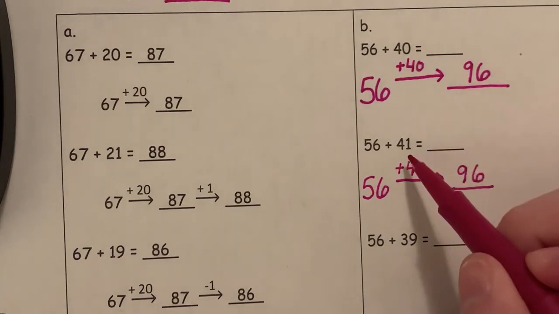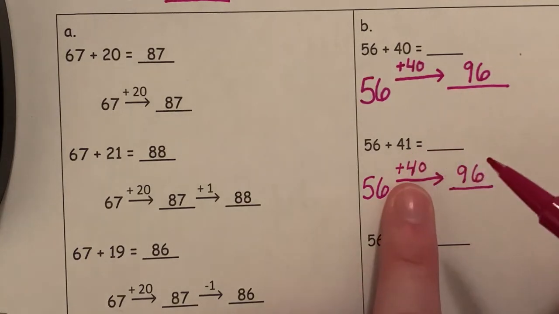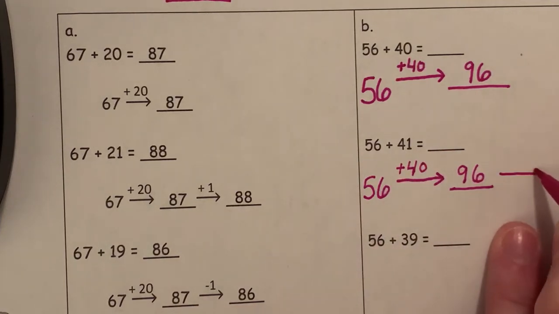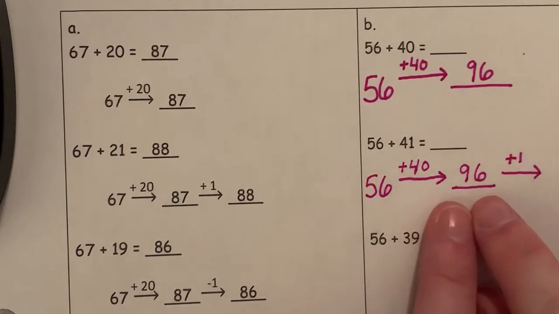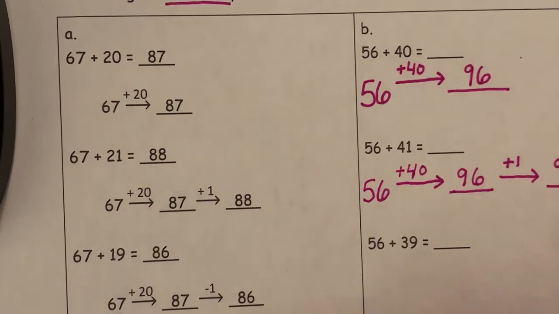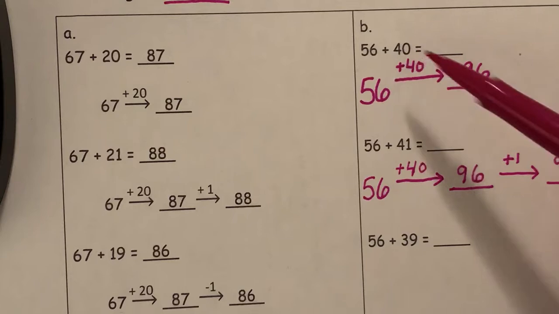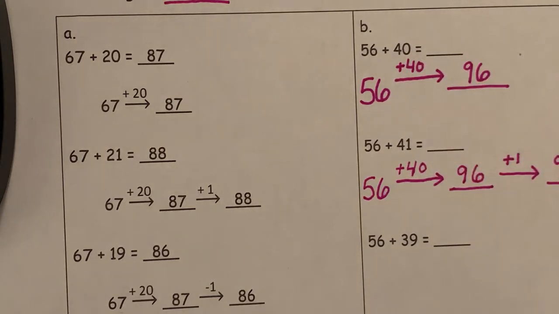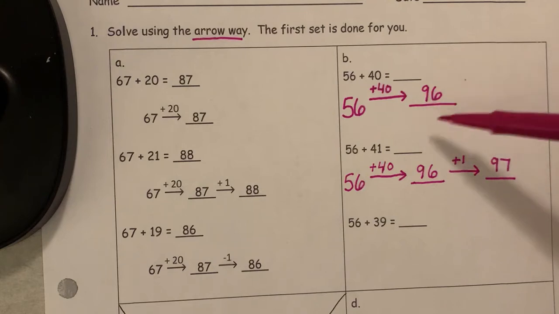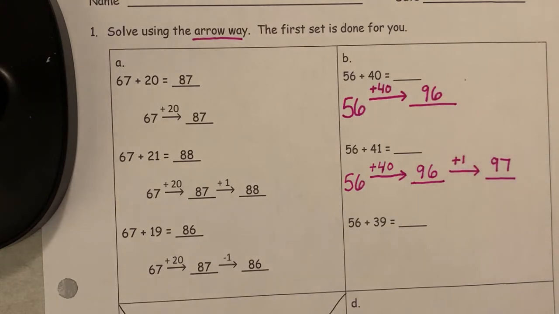But remember, we're adding 41, and we only added 40. So now we still have to add on 1 more. So now we're going to do 96 plus 1 gives us 97. So we went from 40 to 41. So our answer is 1 more than our answer in our first question.